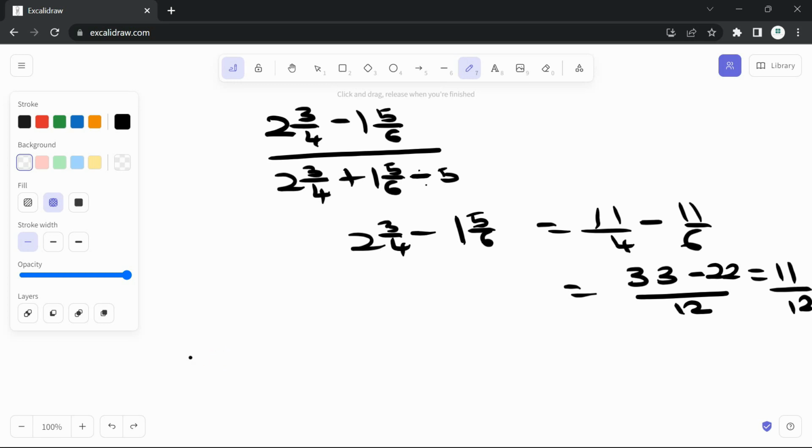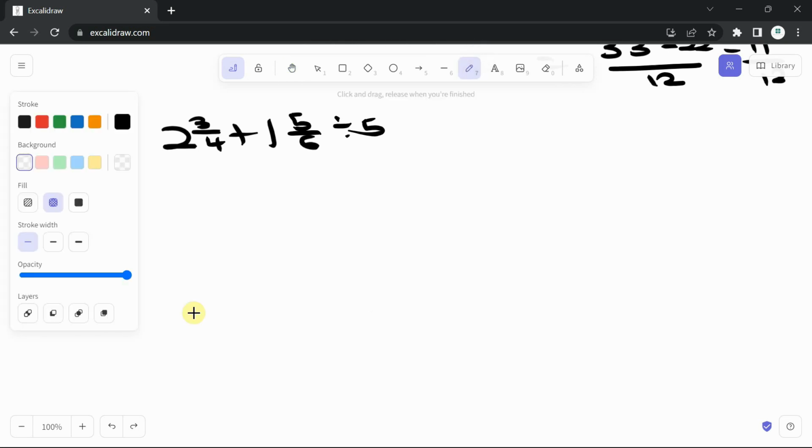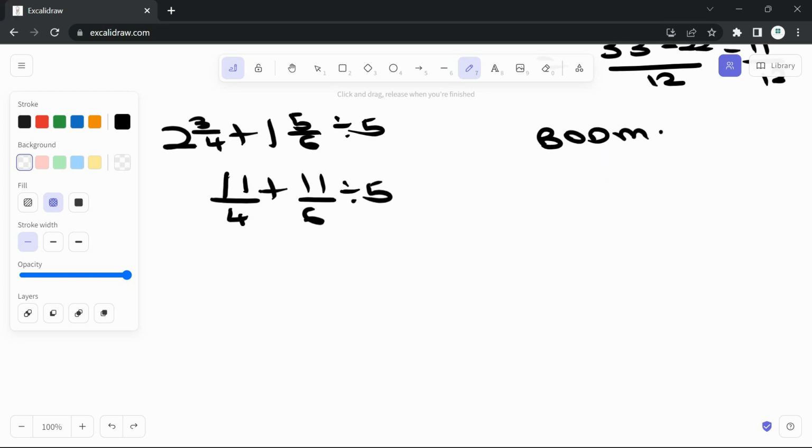So the bottom, right? At the bottom, we have 2 whole number 3 over 4 plus 1 whole number 5 over 6 divided by 5, right? So how are we going to solve this? So the first is that we convert all of this from mixed number to improper fraction, right? So 4 times 2 plus 3, that is 11 over 4, plus 6 times 1 plus 5, that is 11 over 6 divided by 5, right? So from BODMAS, right, bracket, division, multiplication, addition, and so on, you see that division comes before addition.